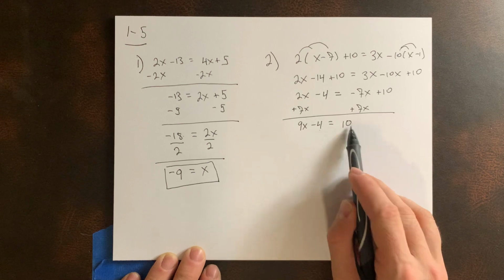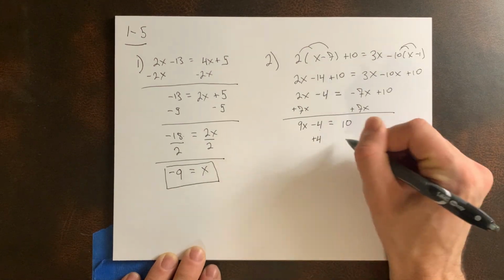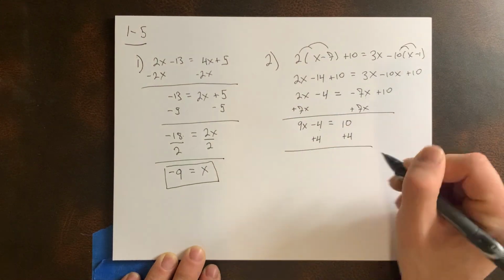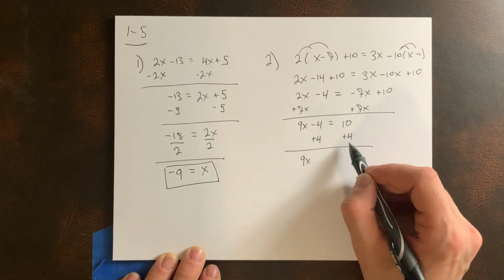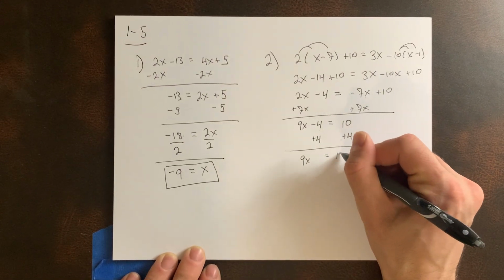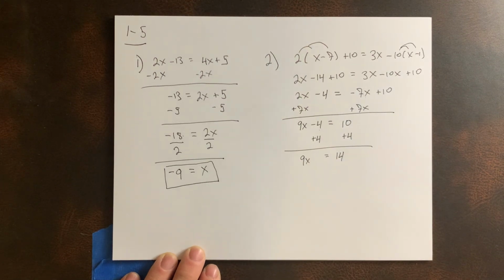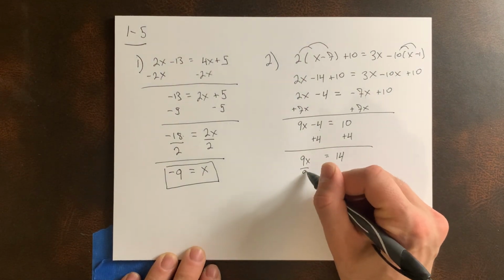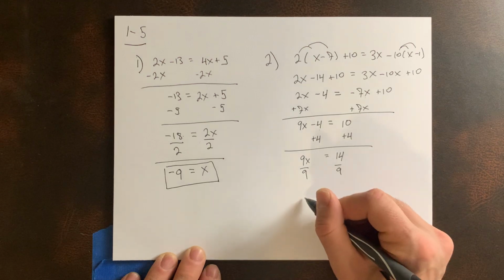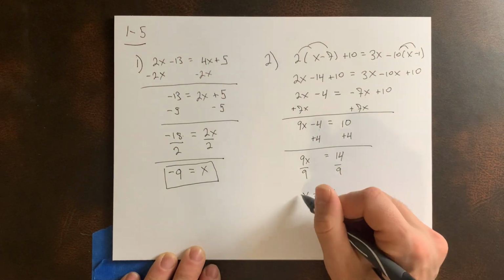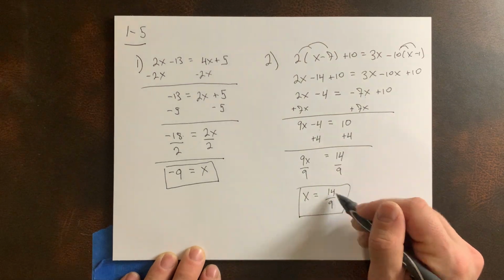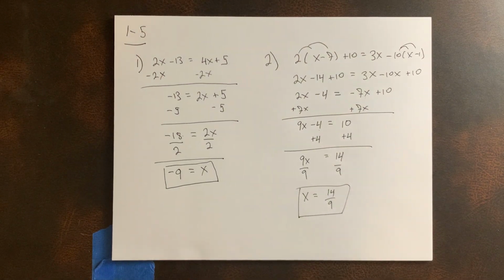Now what we can do is add this 4 over. So we have our 9x, the 4's cancel. 10 plus 4 is 14. And then the last thing we need to do is just take this 9, divide it over. And x is just going to be 14 over 9. And that's fine. There's no way to simplify this without a calculator.